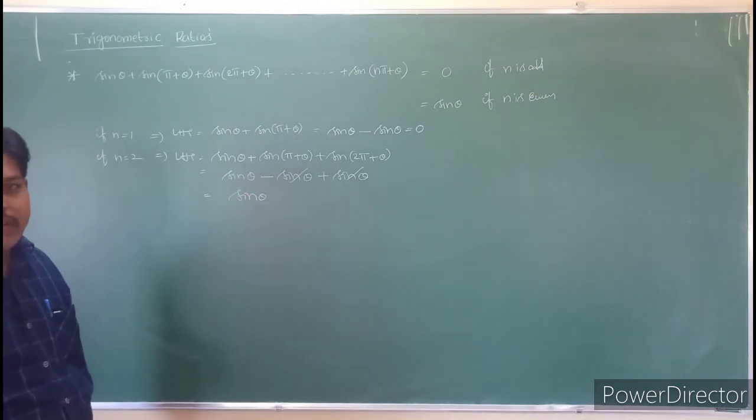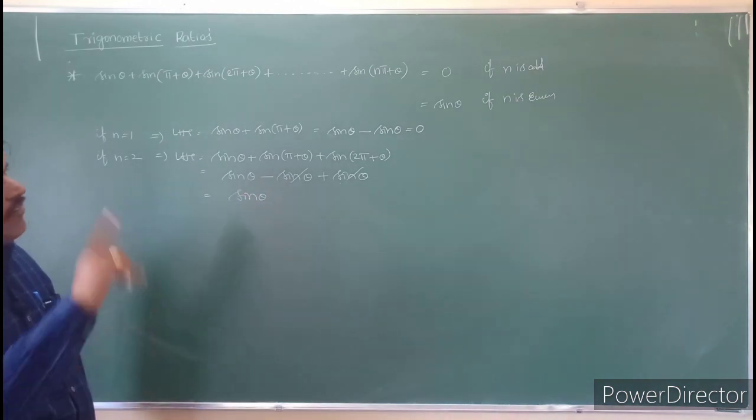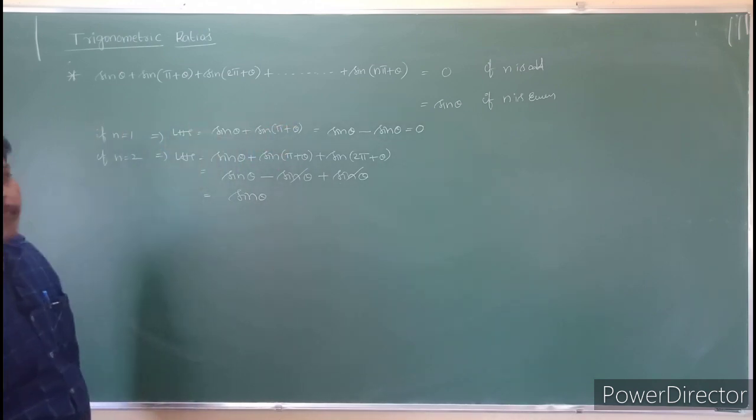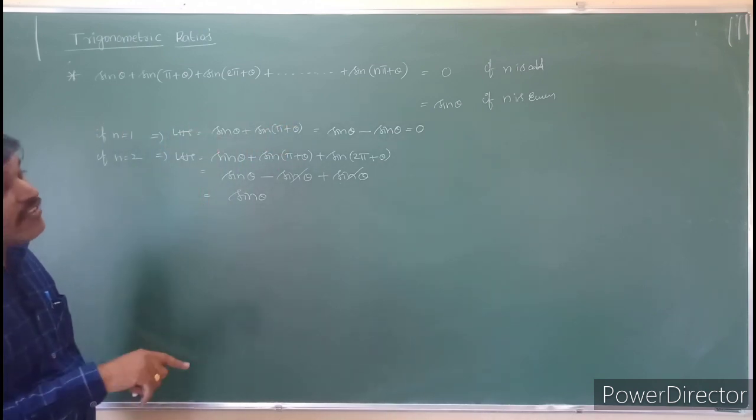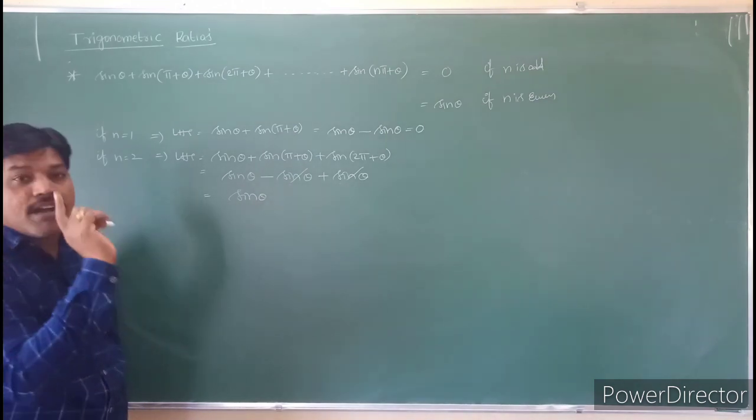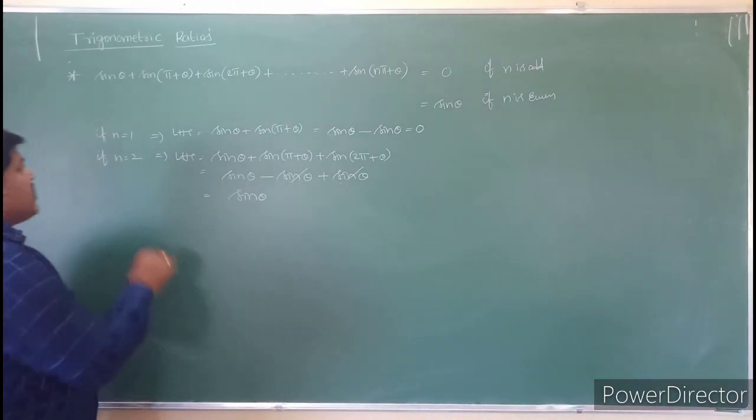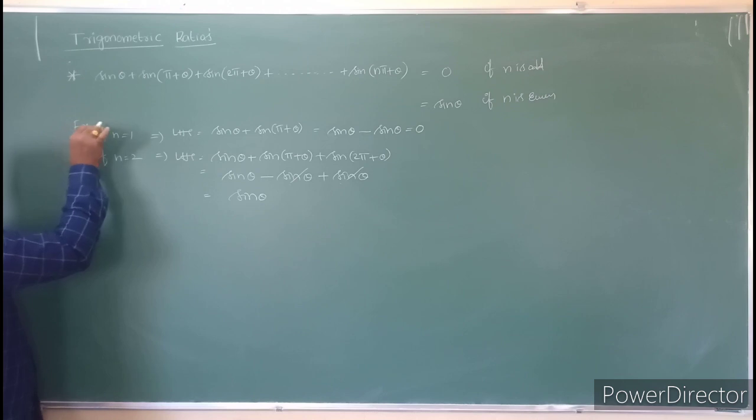Yes or no? Do you understand that? So if n is even, it will become sin theta. If n is odd, it will become 0. Do you understand this? This is the example. You can understand this. Okay.